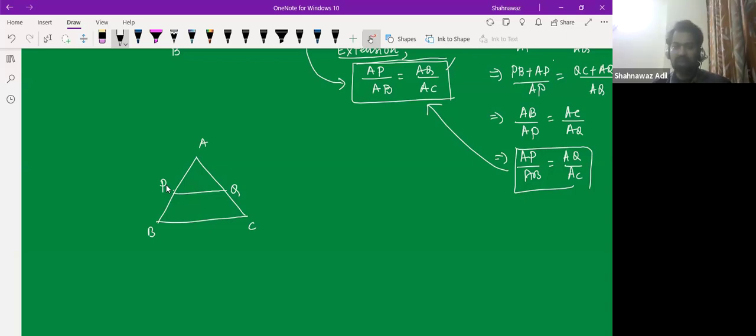How can we write AB is equal to PB? AP equals PB, right? So this shows that P is the midpoint. Similarly, AQ equal to QC. This shows that Q is the midpoint.